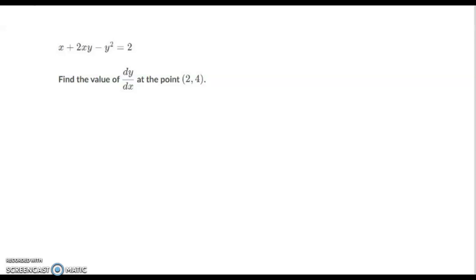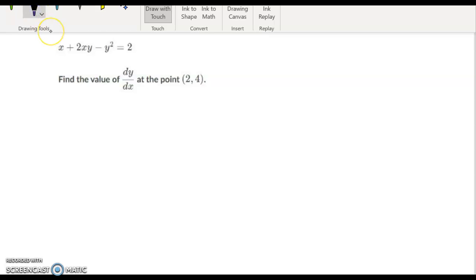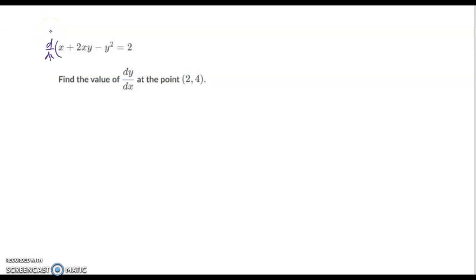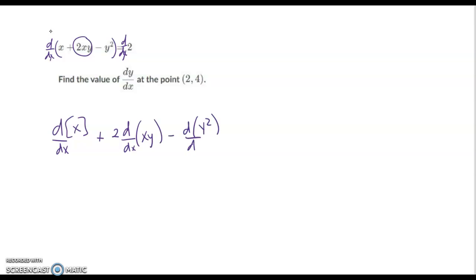The derivative of both sides with respect to x, treating y as a function of x. Okay, so that is the derivative of x with respect to x. That's an easy one. Plus the derivative of this term with respect to x. I'll go ahead and use my constant multiple rule and move the 2 out, minus the derivative of y squared with respect to x is equal to the derivative of 2 with respect to x. Okay, this is a step you might not need to do, but I'm just trying to stay organized here.